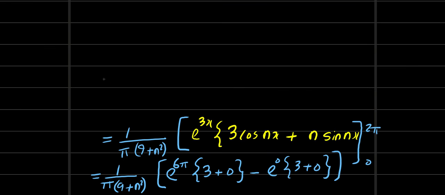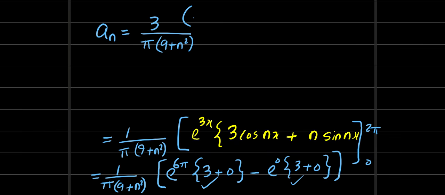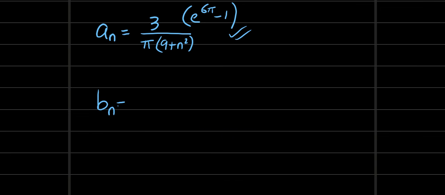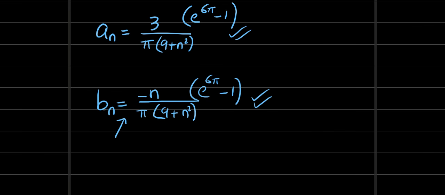So I'll take common. I'm going to do that in my mind because 3 is going to come common and e power 0 is 1. So I'll write the final answer as 3 by pi into 9 plus n square, and here we'll get e power 6 pi minus 1. Okay, so I'm going to write the answer here, but make sure you get this answer. I want you to try and find bn by yourself. So I'm going to stop this video right now.